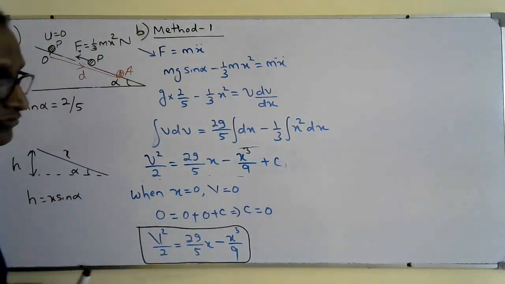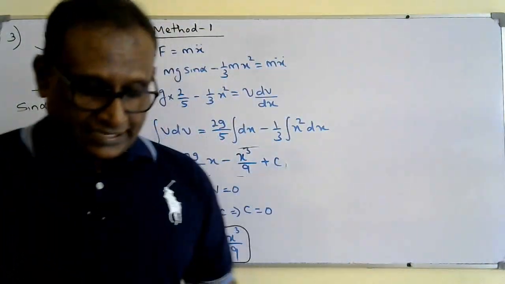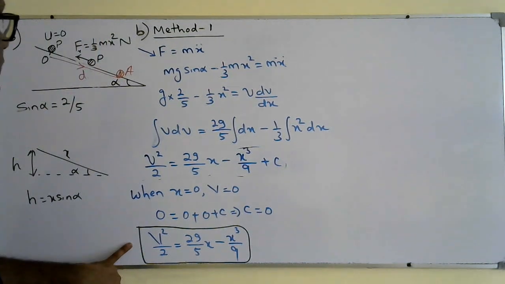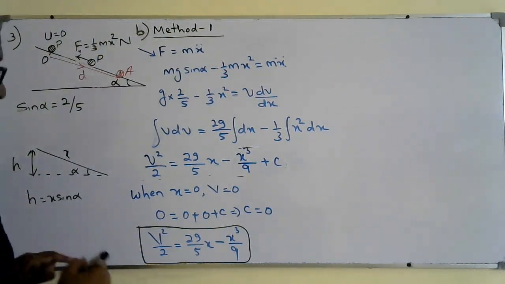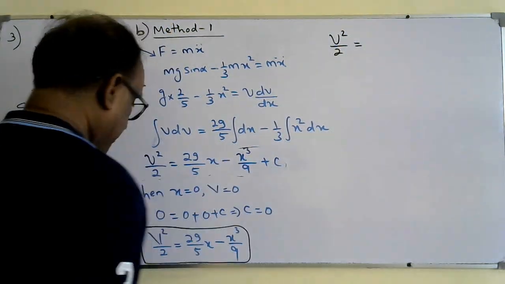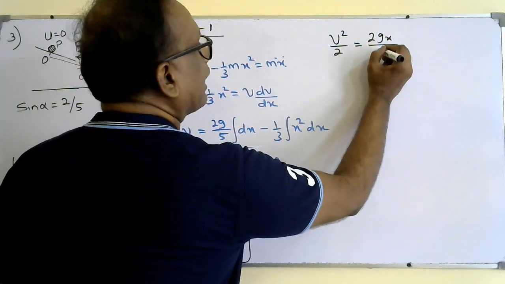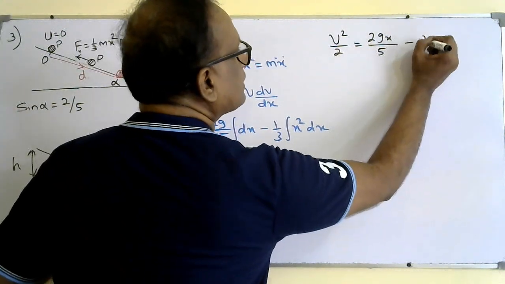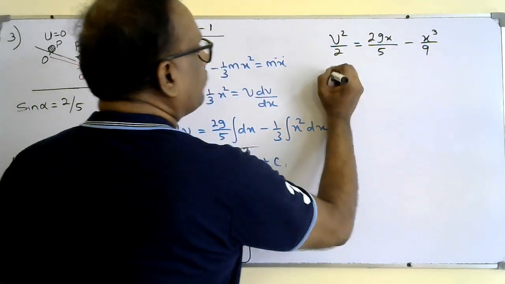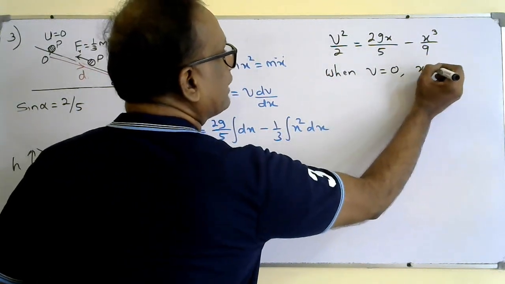Okay, so that's the advantage of integration without any limits. You can use a general equation. Now I am going to see part B, method 1. From this equation, v squared by 2 equals 2gx over 5 minus x cubed over 9. So when v equals 0, I need to find the value of x.